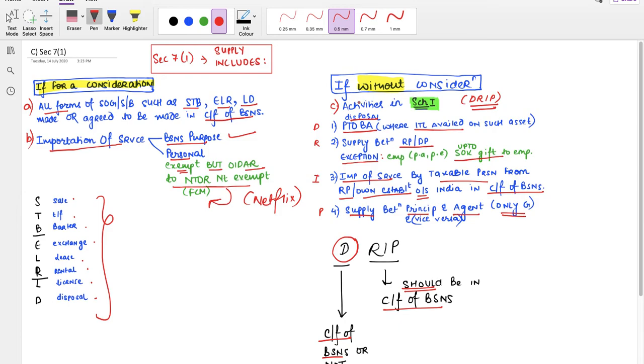In case of supply without consideration, what are the activities that will be considered? It is given under Schedule 1, and it is DRIP. D for disposal of business asset where ITC availed. R for related party and distinct person, supply between distinct person and related person, exception 50,000 gift to employee. I for importation of services from related party, own establishment, in course or furtherance of business. These three things, in course and furtherance of business, is important here, whether in course or furtherance of business or not, in both the cases, it is a supply. P for supply between principal and agent.